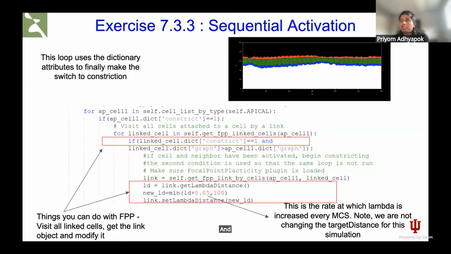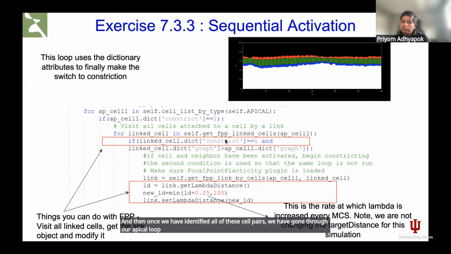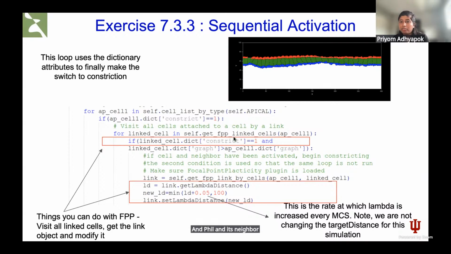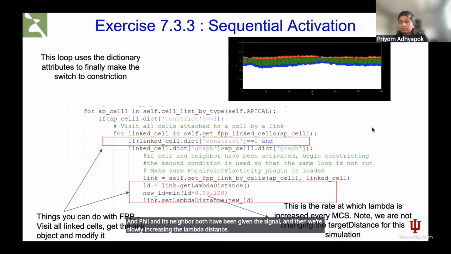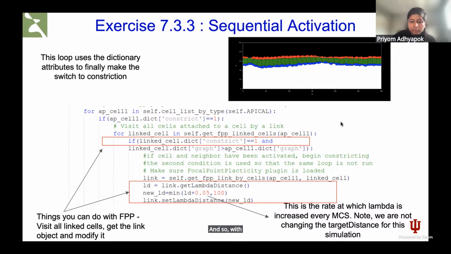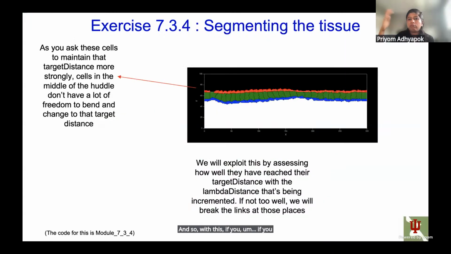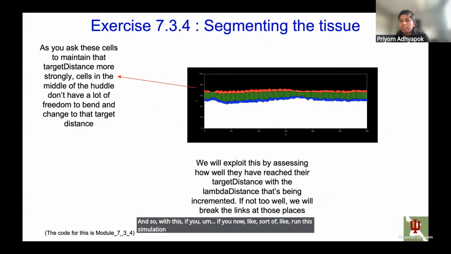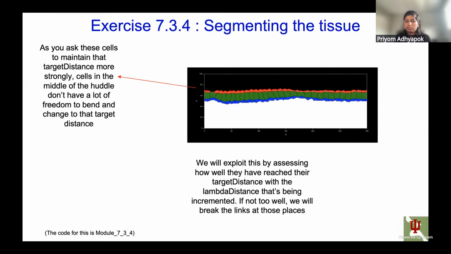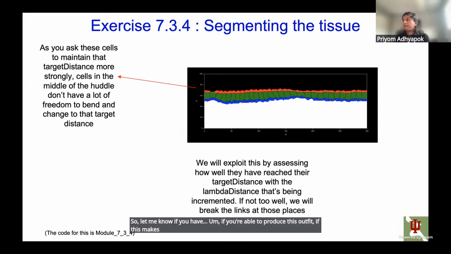And then once we have identified all of these cell pairs, we have gone through our apical loop again. We have tried to find out if a cell and its neighbor both have been given the signal, and then we're slowly increasing the lambda distance. And so with this, if you now run the simulation, you should be able to see shapes like these. So let me know if you're able to produce this output, if this makes sense, or if this raises any additional questions that you'd like to ask me.